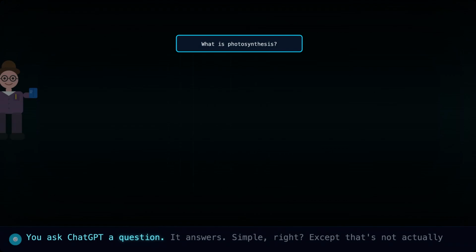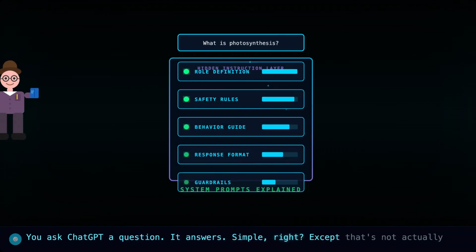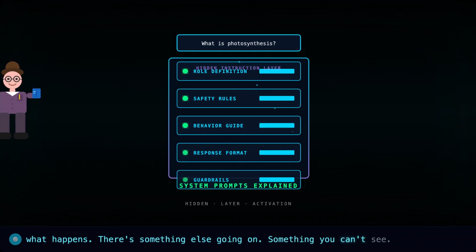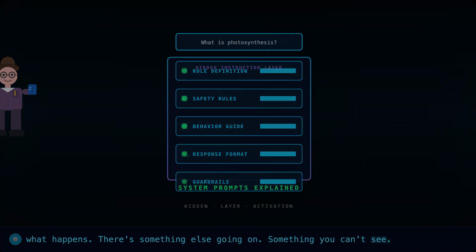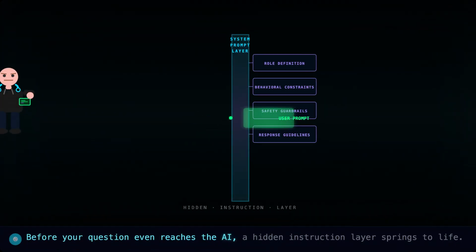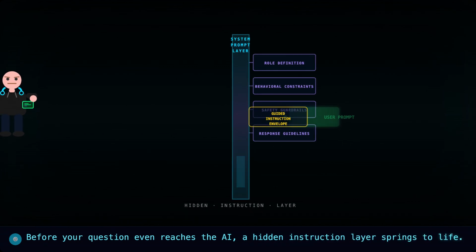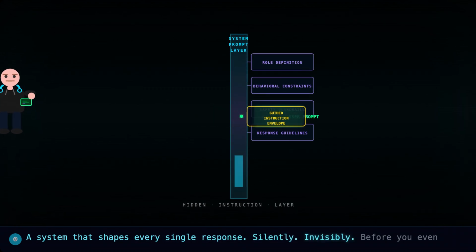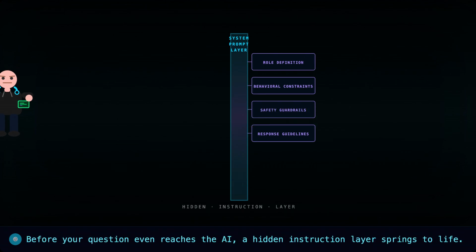You ask ChatGPT a question. It answers. Simple, right? Except that's not actually what happens. There's something else going on. Something you can't see. Before your question even reaches the AI, a hidden instruction layer springs to life. A system that shapes every single response. Silently. Invisibly. Before you even finish typing.